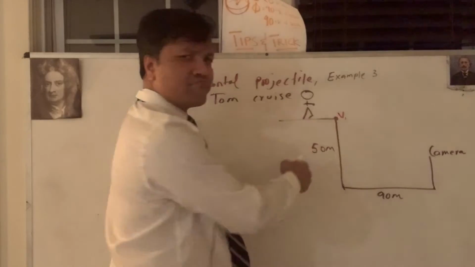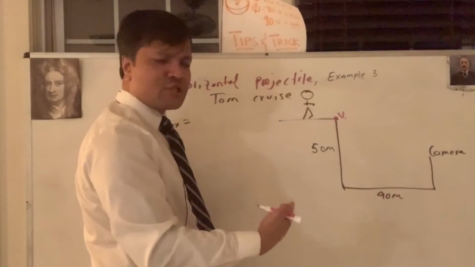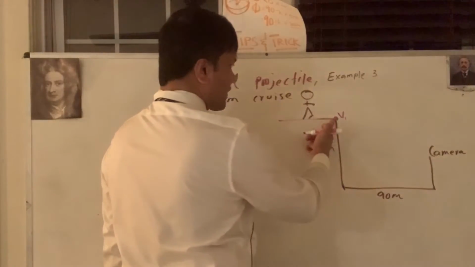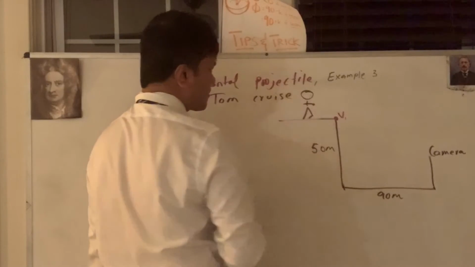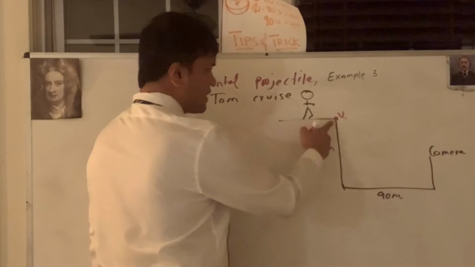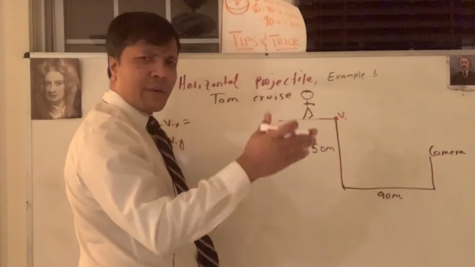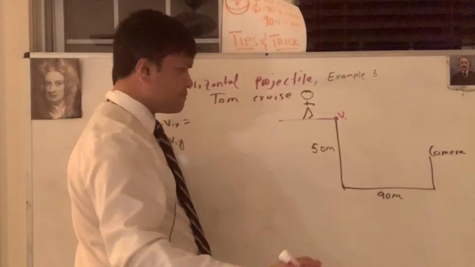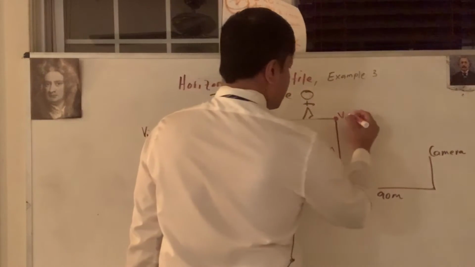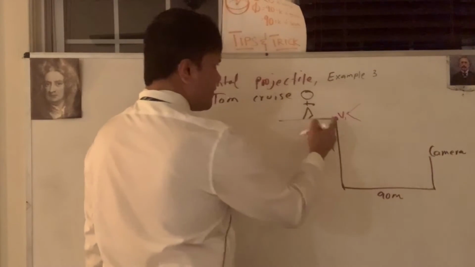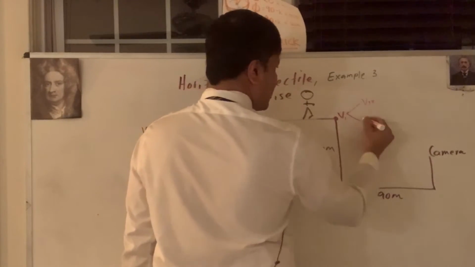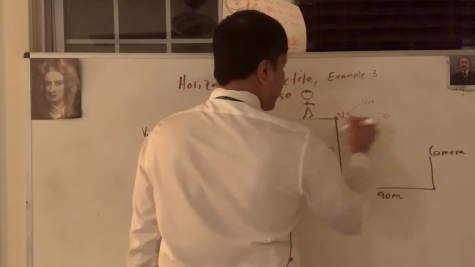Alright, we start our measurement, we start our stopwatch from right here, at this location, at the edge of the cliff. That's where we start measuring the time. Right here, velocity has two components, vix and viy. Viy right here is 0.